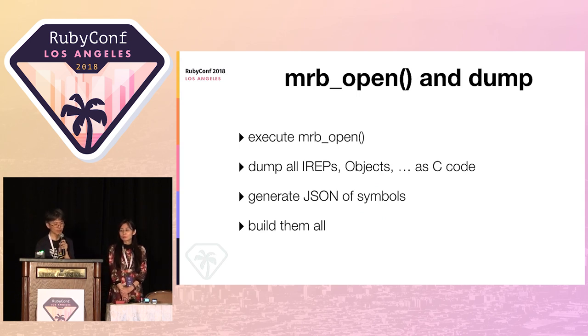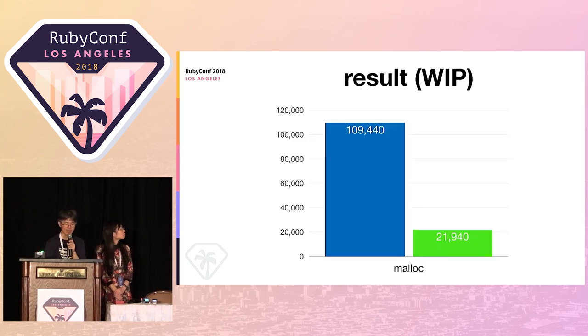We have an idea to put iseq on ROM: executing mrb_open to generate iseq structures and dump them all as C language code. While doing this, we can generate a JSON file for symbols at the same time. Since it's still a work in progress and the measurement method is different from the previous charts, we cannot compare them. But when we use ROM, we should reduce RAM usage so much, like this chart.